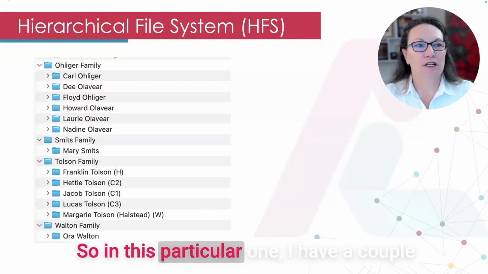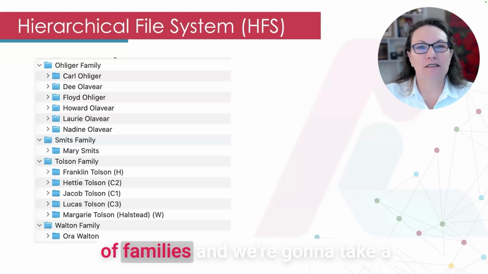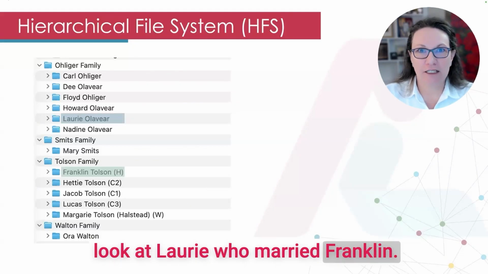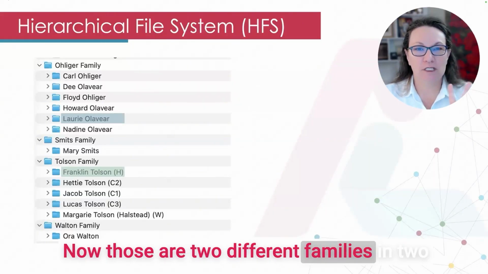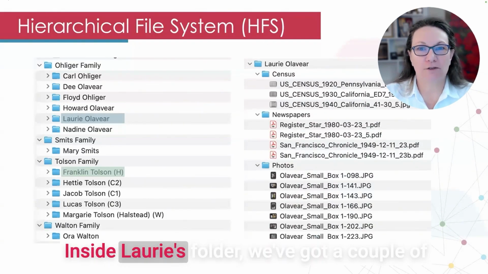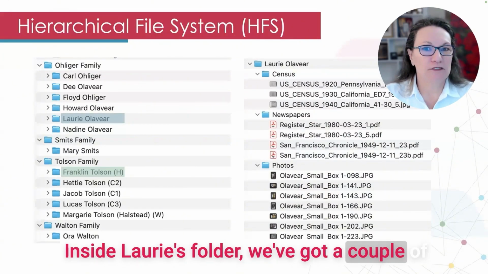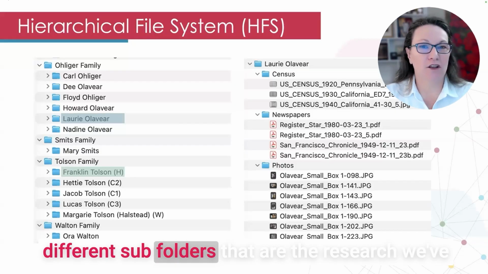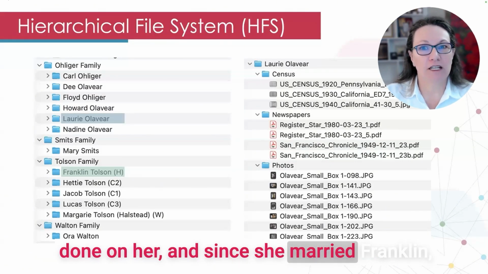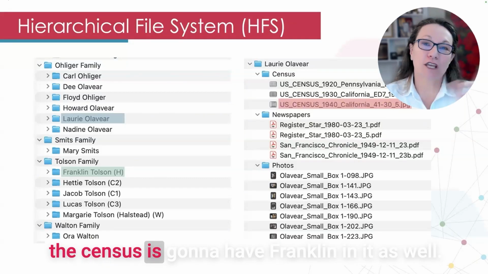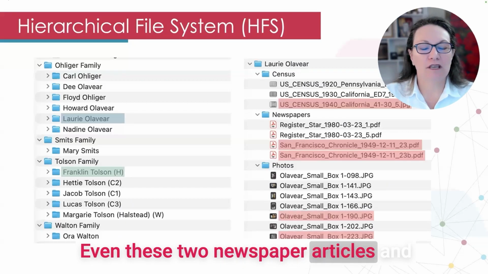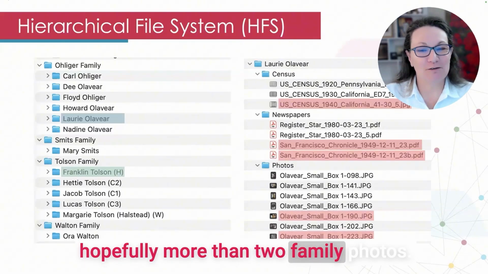So in this particular one, I have a couple of families, and we're going to take a look at Lori, who married Franklin. Now, those are 2 different families in 2 different folders that married each other. Inside Lori's folder, we've got a couple of different subfolders that are the research we've done on her. And since she married Franklin, the census is going to have Franklin in it as well. Even these 2 newspaper articles, and hopefully more than 2 family photos.